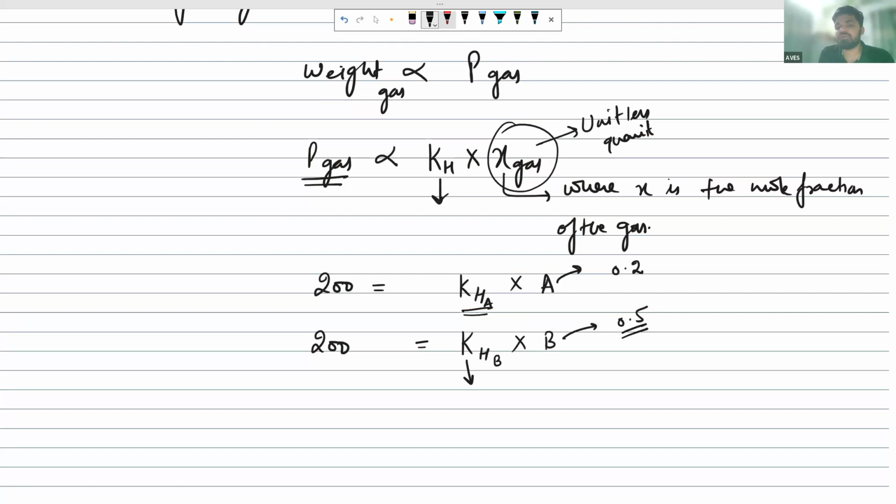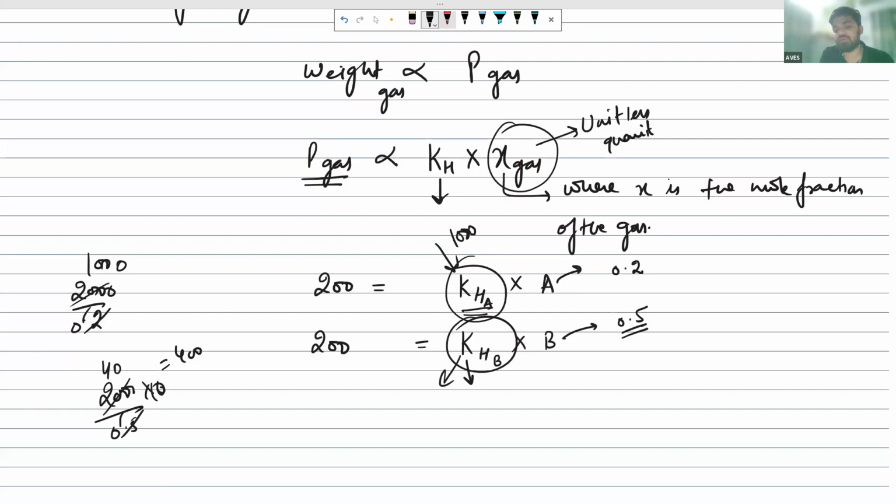I just want to concentrate on one thing here. If you write 200 divided by 0.2, what are you going to get? You will get 1000. And for this value, 200 divided by 0.5, you will get 400 only. So here the value of this one is 1000, and here the value of this one is 400. You see here that where the value is more, the mole fraction is less.